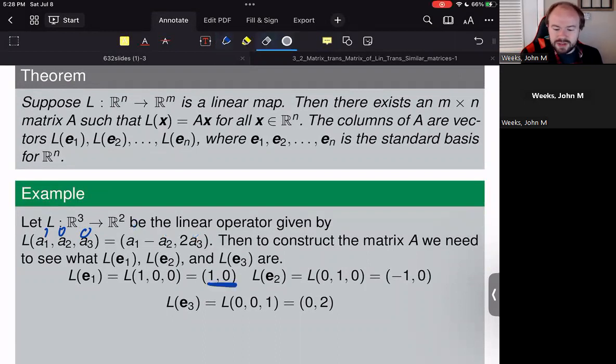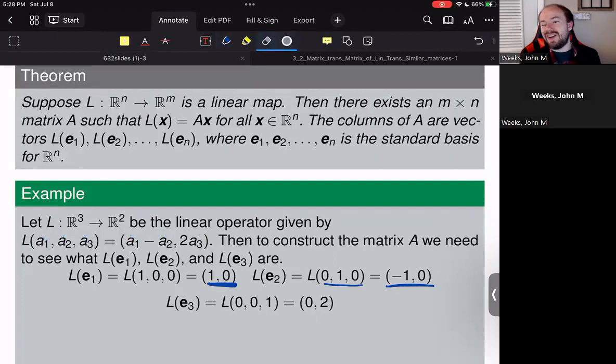L of e2. So that's going to be plugging in 0, 1, 0. That should give us 0 and then 1 and then 0, once we go through and plug all of those in. And if we do that, then we should get -1, 0 as that corresponding vector. And then finally, L of e3 should be 0, 2.